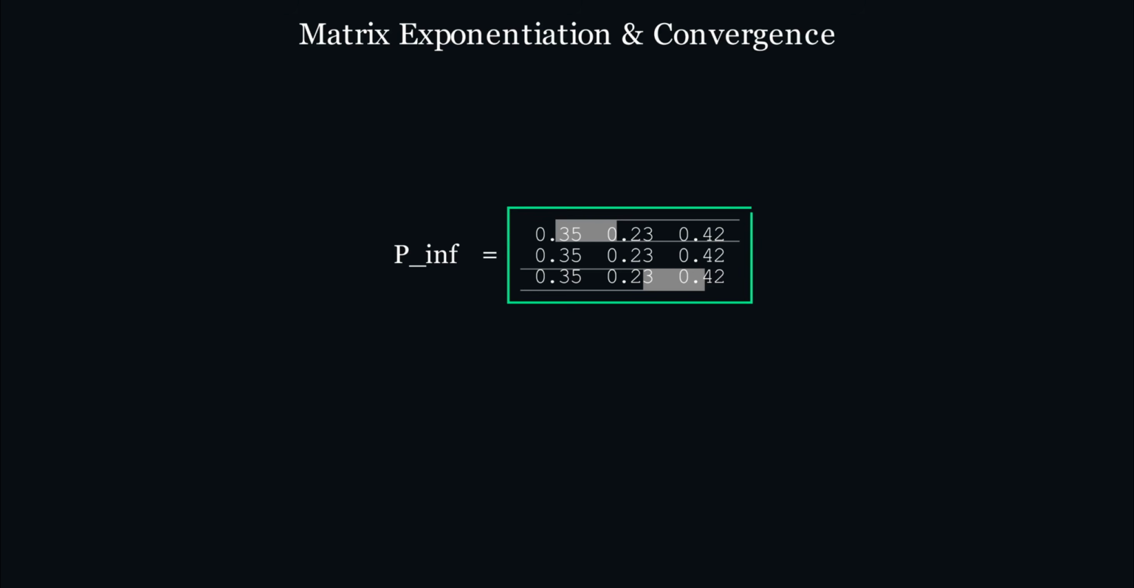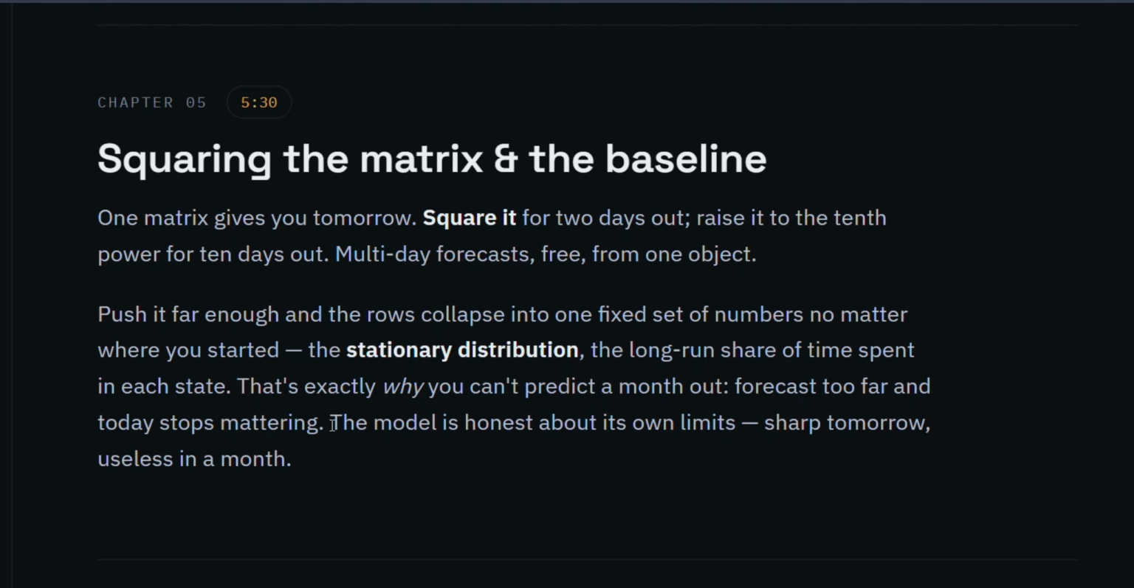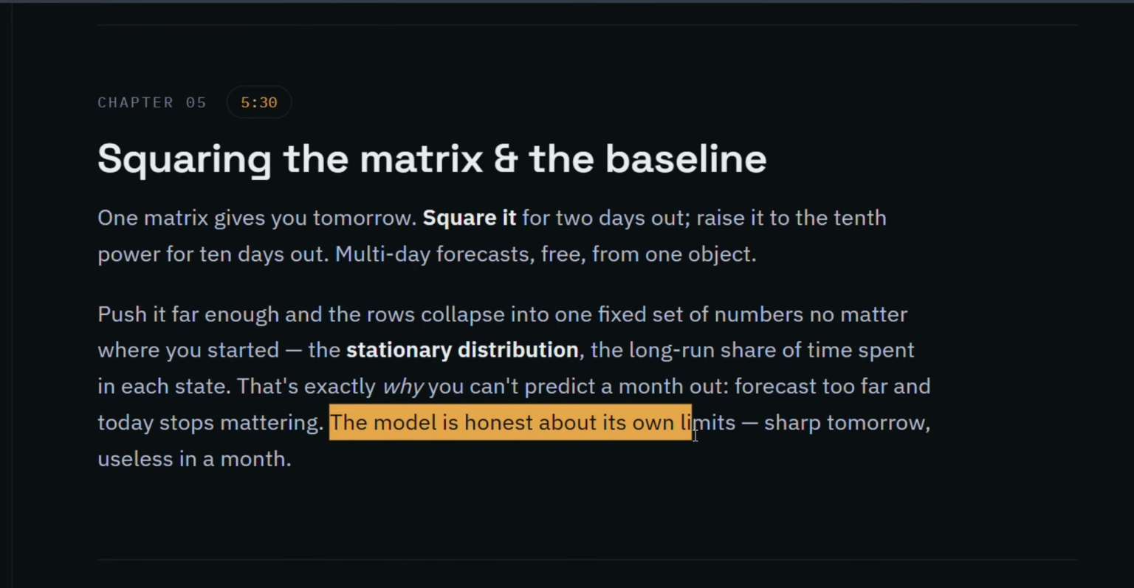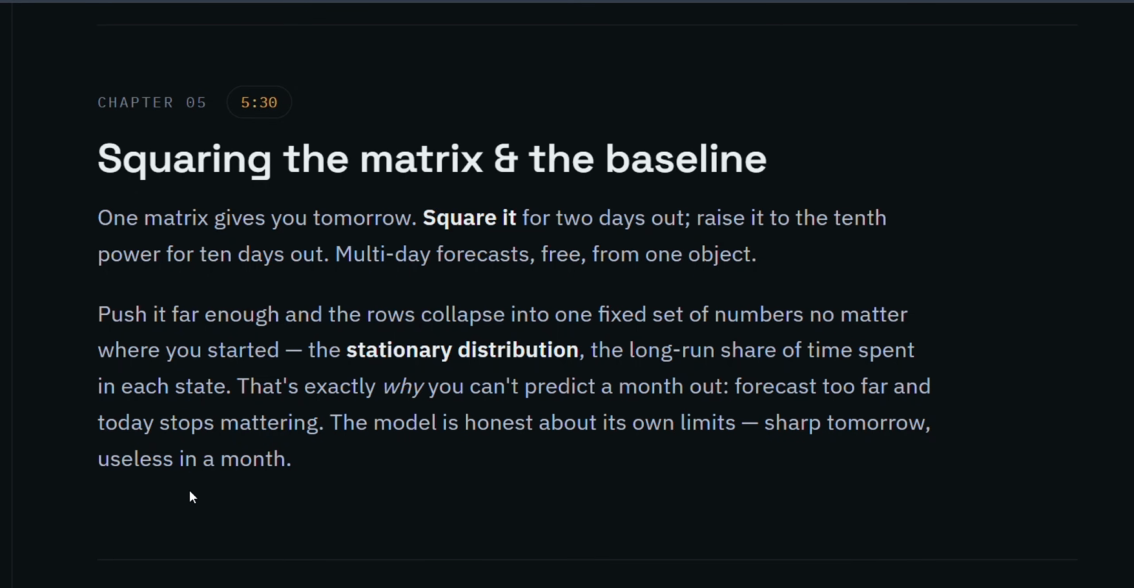And here's the honest part, most gurus hide from you. That's exactly why you can't predict a month out with this. Forecast too far, and today's state stops mattering. Every prediction melts into the same long-run average. So the model tells you its own limits. It's sharp tomorrow, useless in a month, and honest about the difference.